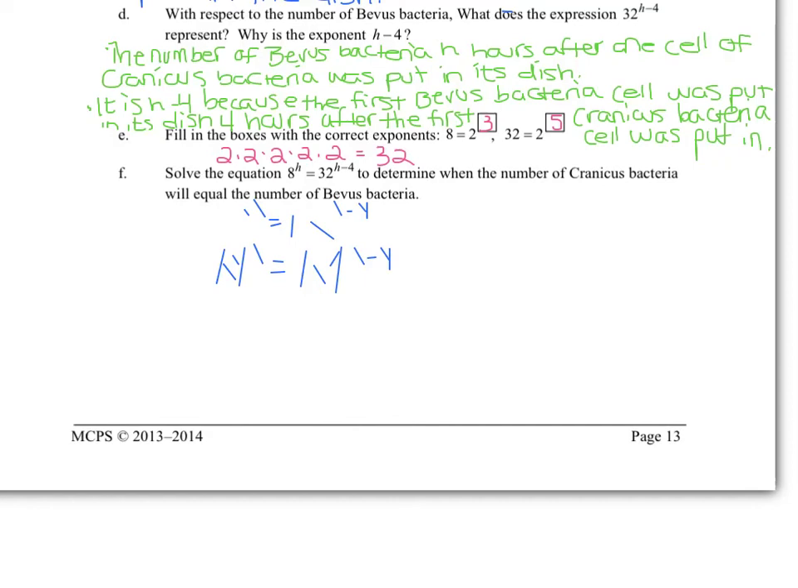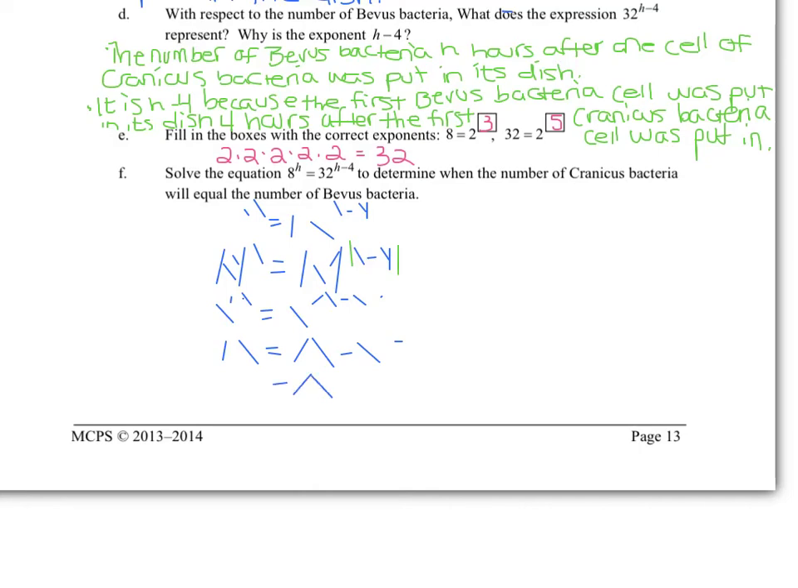So by power of a power, we can multiply our exponents. So 2 to the 3h equals 2 to the (5h minus 20). Remember, you want to put parentheses around this, because I need to distribute it. Now that my bases are the same, I can set my exponents equal to each other thanks to one of the properties of exponents. And I have 3h equals 5h minus 20.